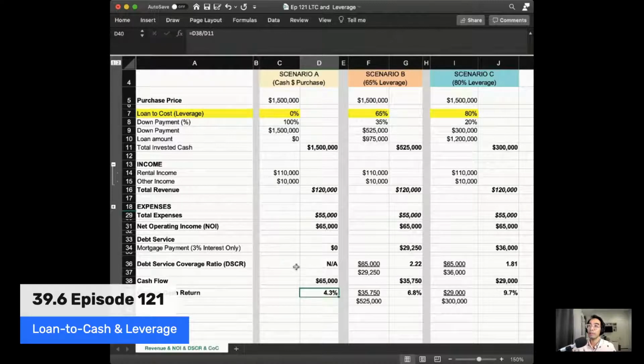That number is also effectively the cap rate. We're going to discuss cap rates tomorrow. But if you take your cash on cash return without any debt over the value, that's your cap rate. So scenario A is for a cash only purchase.